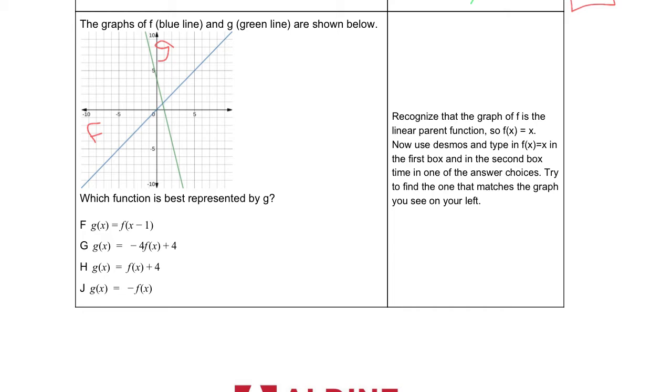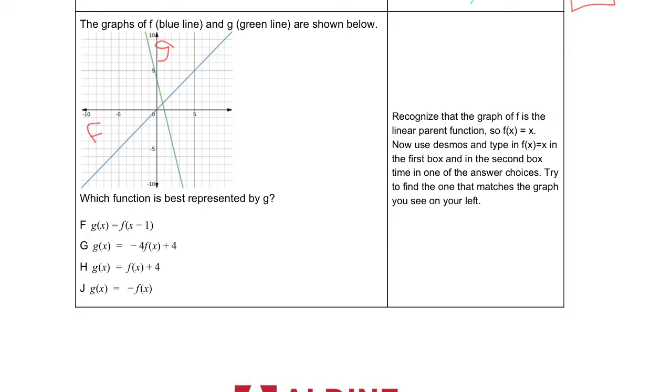And in the second box, I think that's a typo, I should say type in one of the answer choices. Try to find the one that matches the graph you see on the left. We're going to see which one looks like the green line. F, the blue line, is your original. So on the first box, you're going to type in f of x equals x.